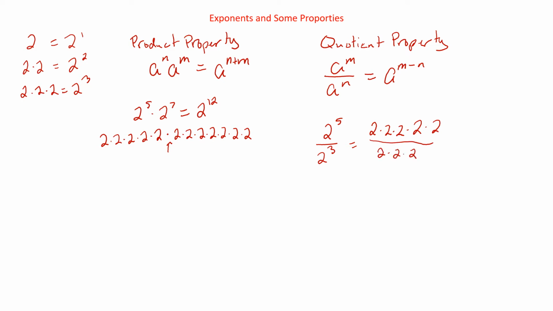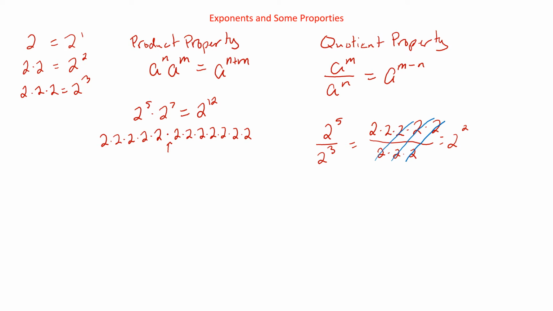And then we can simplify. 2 divided by 2 is 1. Is 1. Is 1. And so we end up with 2 squared, which was 5 minus 3. So these properties allow us to do it without having to expand it all out.